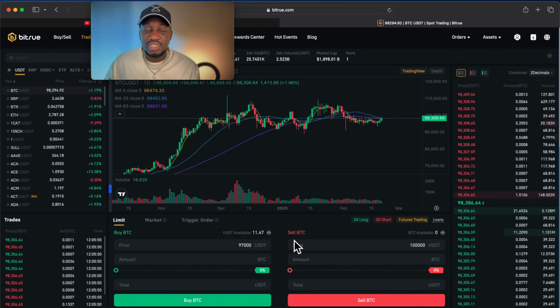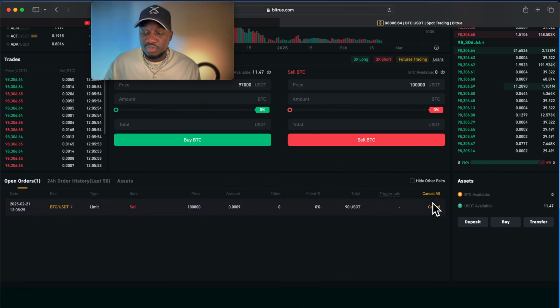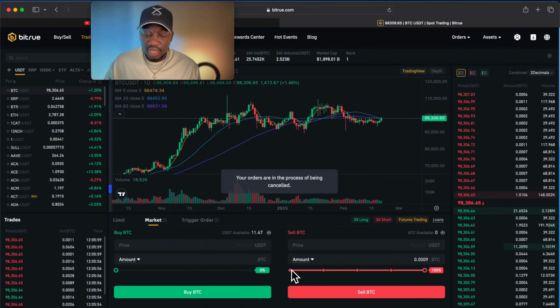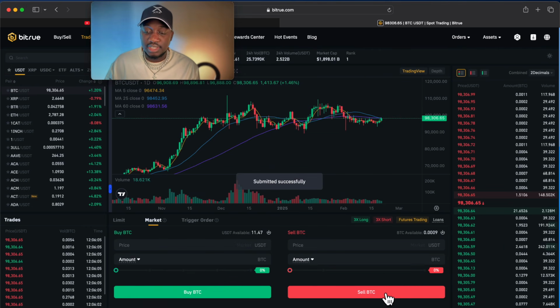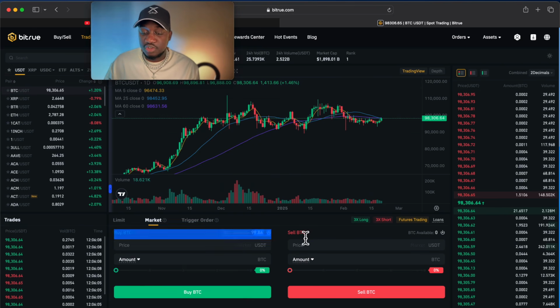All you have to do is the same thing: go to where it's written Market, swipe this to 100%, and click sell BTC. And just like that, we have got our money back, but because of some fees, it's now 99.86. So I think we have paid at least 30 cents in transaction fees.